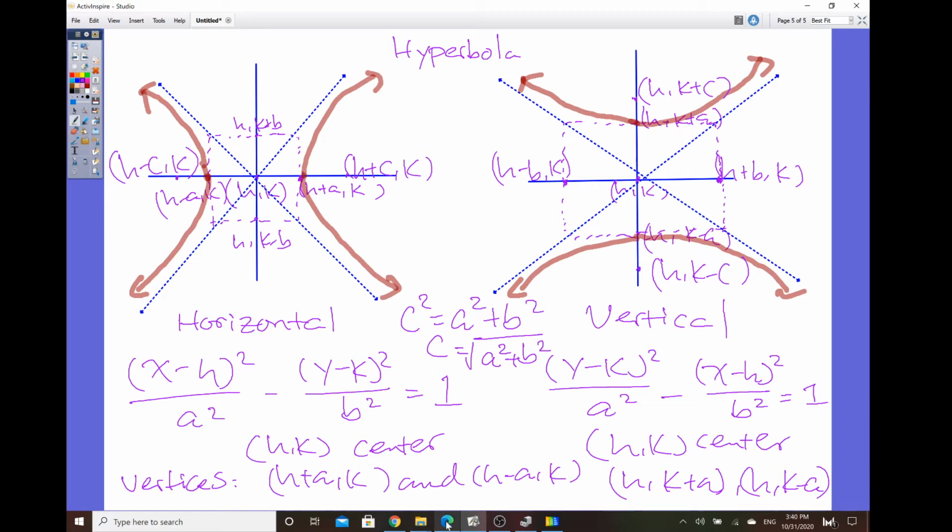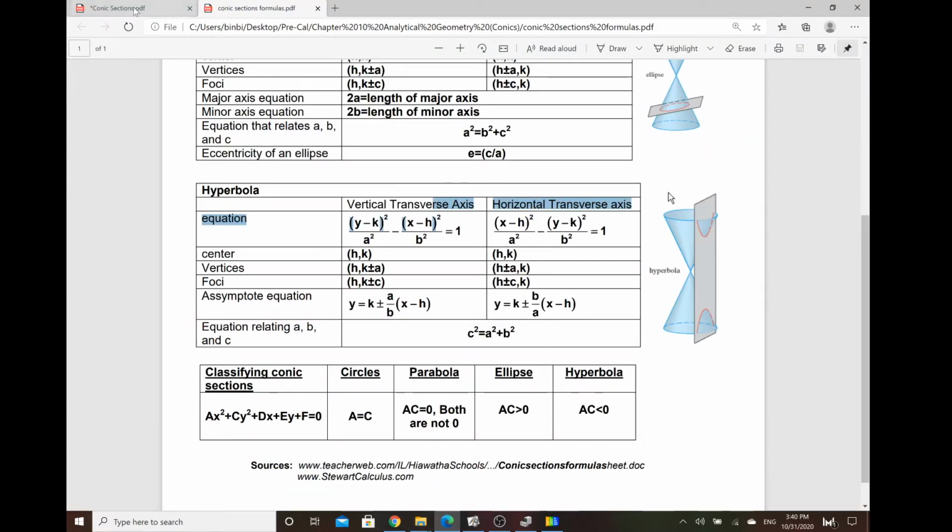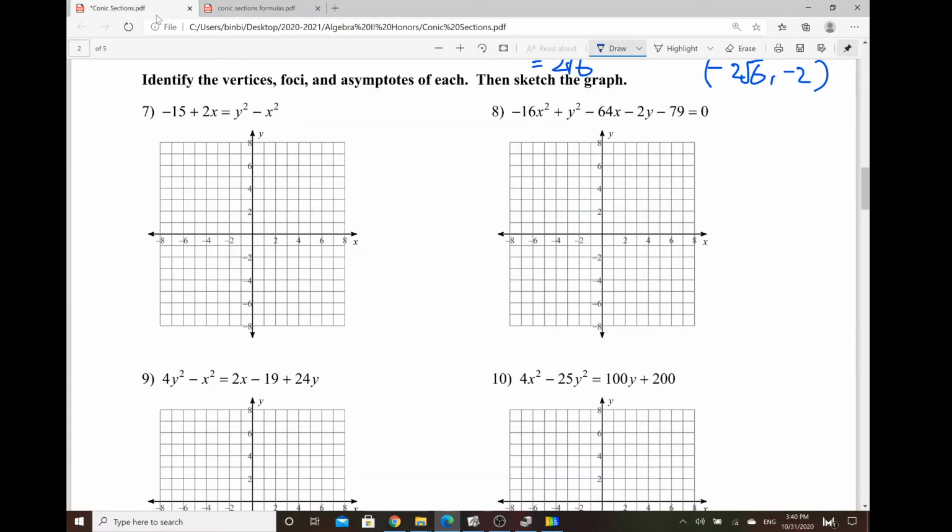So now let's talk about the example problem. Going back to the packet, number 8: identify the vertices, foci, and asymptotes of each, then sketch the graph. Okay, let's do that. Let me highlight it.